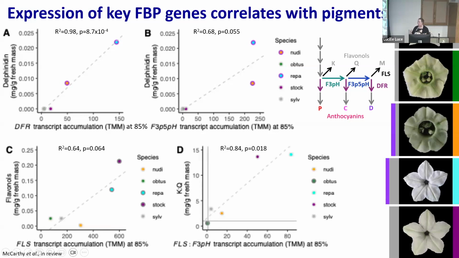And then we also looked at the ratio between FLS, which brings us towards flavanols, and F3'H, which is going to differentiate towards whether we're making camphorol or quercetin flavanols. And we see a correlation between that FLS to F3'H ratio and our camphorol to quercetin ratio. So we're seeing really good correlation between what we are expressing and what pigments we are producing.